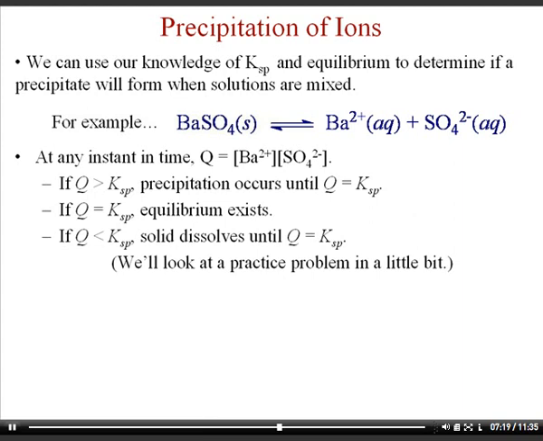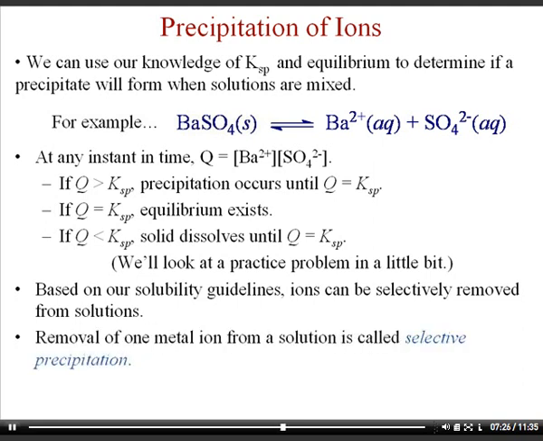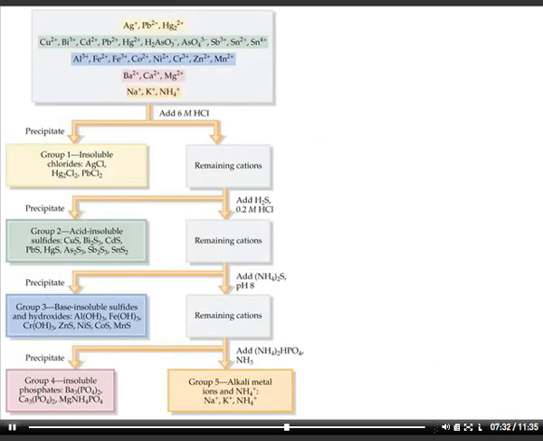Now, we're going to do a practice problem in a little bit, but I wanted to show you this idea called selective precipitation on the next slide. Now, you won't have to do any of this on a test, but it is something that's kind of cool. If you have all these ions mixed together, silver, lead, and mercury ions, and copper and bismuth ions, etc., you can actually selectively precipitate them in groups.